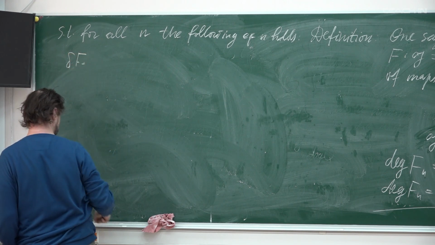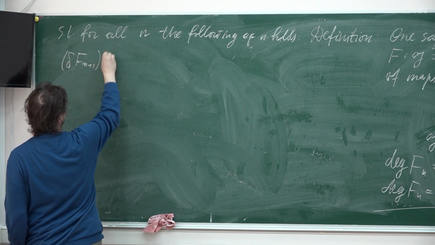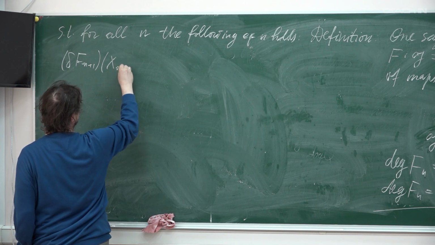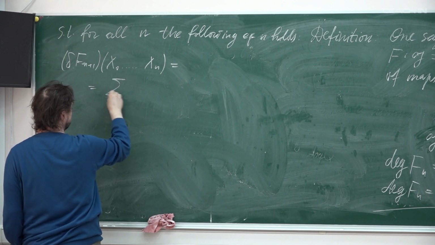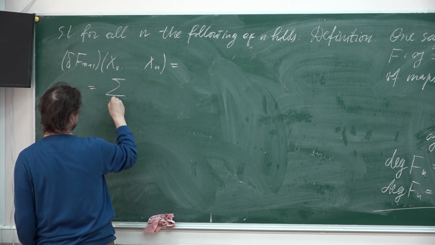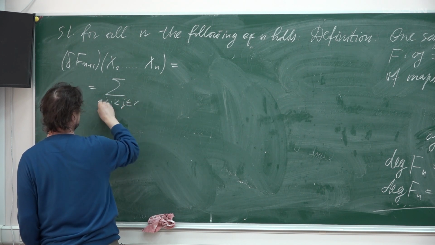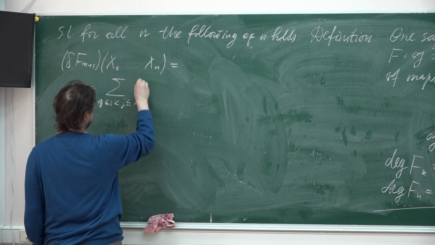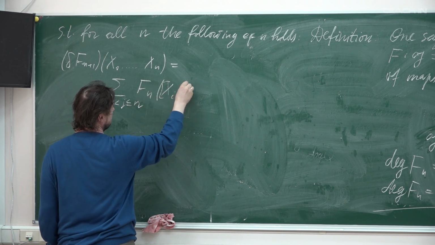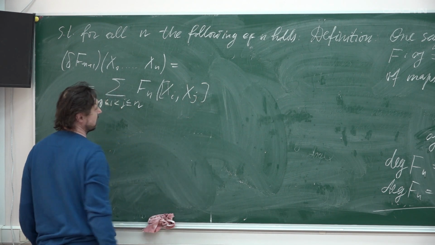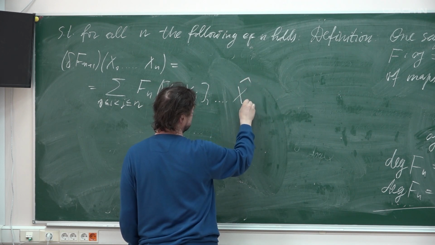Delta f n plus 1 applied to x0 through xn is equal to the sum over all i less than j from 0 to n of fn applied to the commutator of xi and xj, then we put all the remaining terms except for xi and xj.